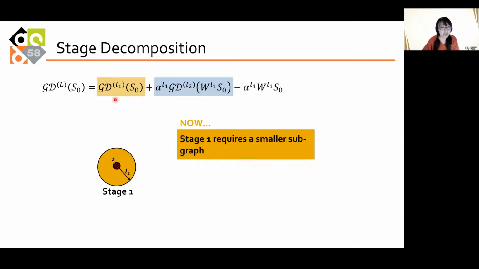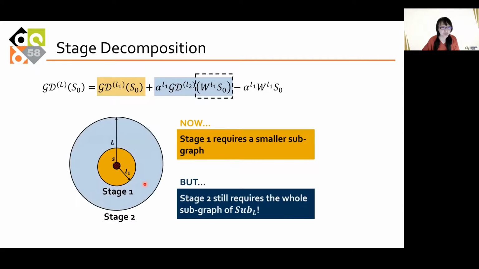So this is the cleaned formulation, and we can see that this is computing stage 1 graph diffusion, and this is computing stage 2 graph diffusion. Apparently for stage 1, it requires a smaller subgraph with depth L1. But what about stage 2? Actually, because of this initial vector of L2, it still requires the whole subgraph, like this blue graph indicates. So you might ask, what's the point? The memory is not saved so far.